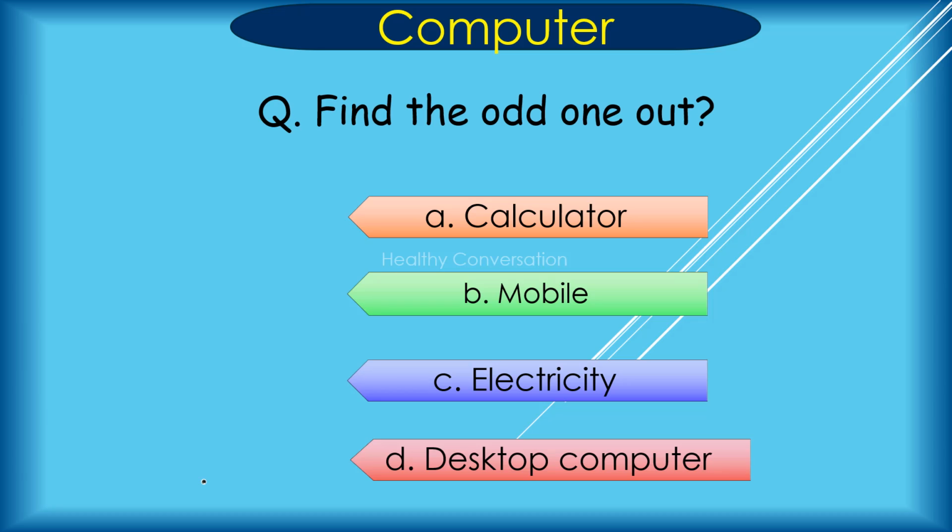Question: find the odd one out. A. calculator, B. mobile, C. electricity, D. desktop computer. Correct answer is C. electricity.